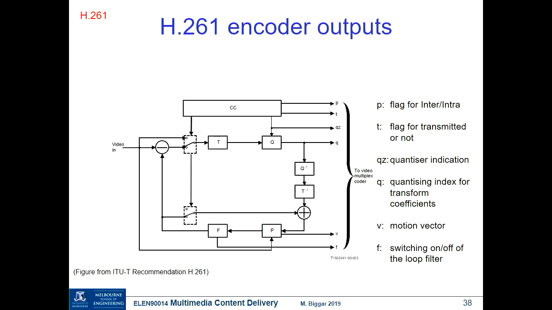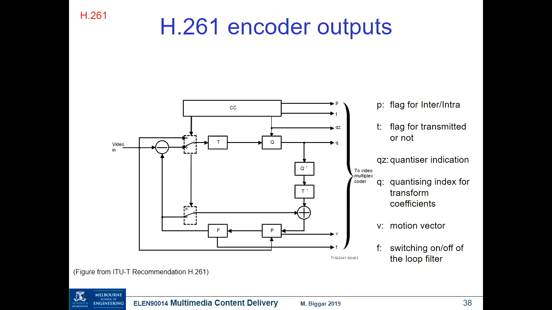So intra-frame is just like JPEG, right? It's not doing anything in the temporal direction. The interframe is doing the prediction error. T is a flag for transmitted or not, so that's like the conditional replenishment. Is this block even coded, or has it not changed enough to warrant it?